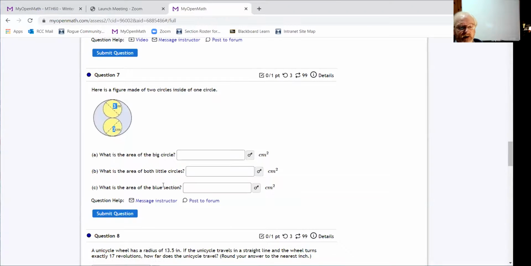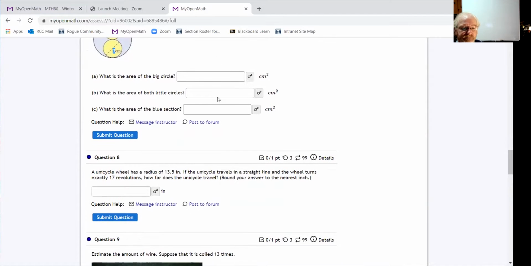So what's the area of the blue section? Big circle minus the 2 little circles? That's why I'm talking through it, to help you kind of analyze this problem. I've got to find these different pieces and then do something with them. Find the big circle, find the 2 little circles, and then subtract the little ones from the big one.